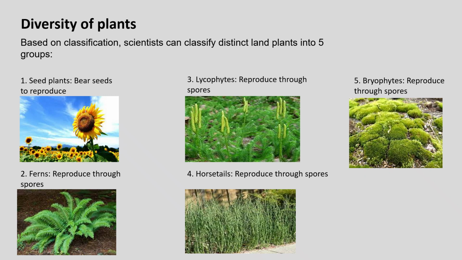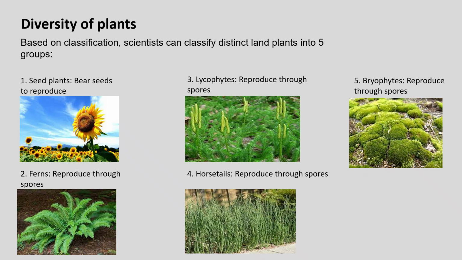We have different types of plants, hence we have them as a diversity, and they are classified according to 5 different groups. We have seed plants which bear seeds to reproduce. An example would be a sunflower. We have ferns which reproduce through spores. They have openings which allow them to reproduce. Thirdly, we have lycophytes that also reproduce through spores.